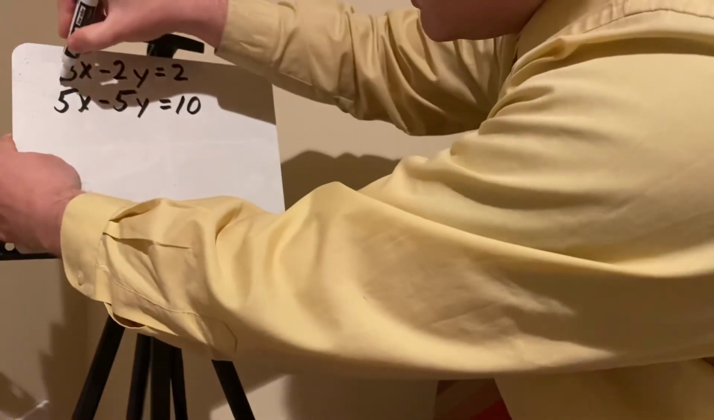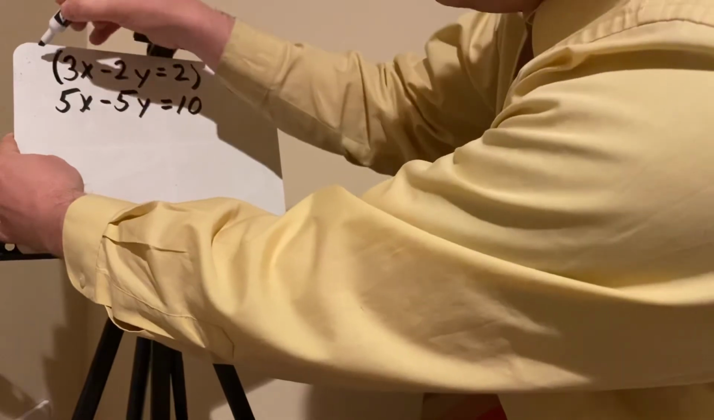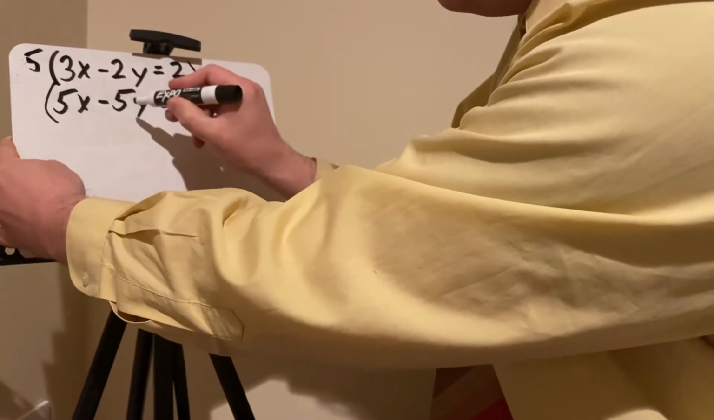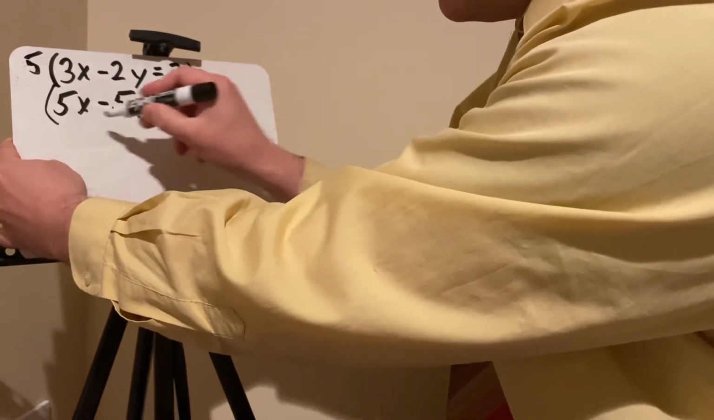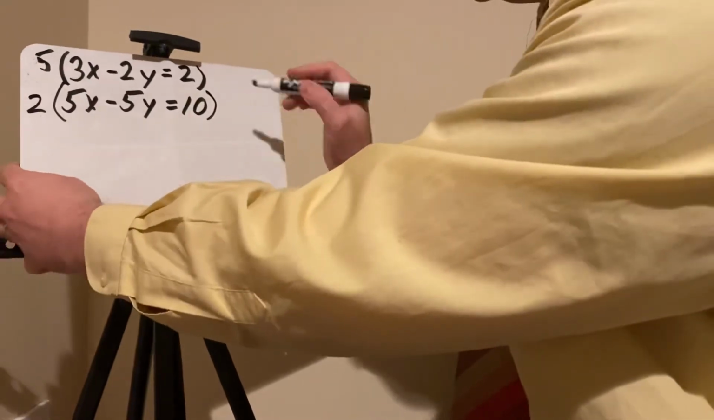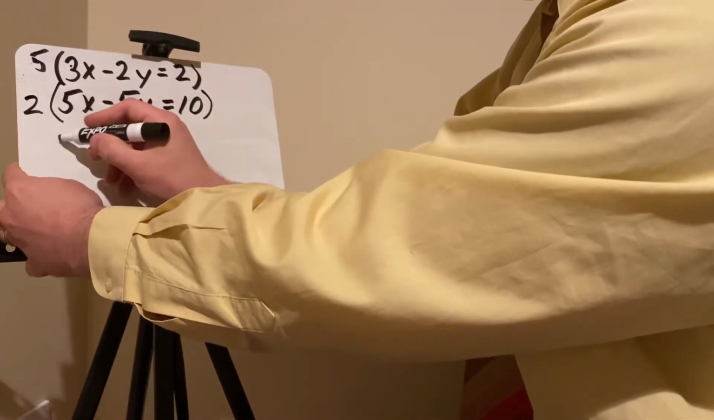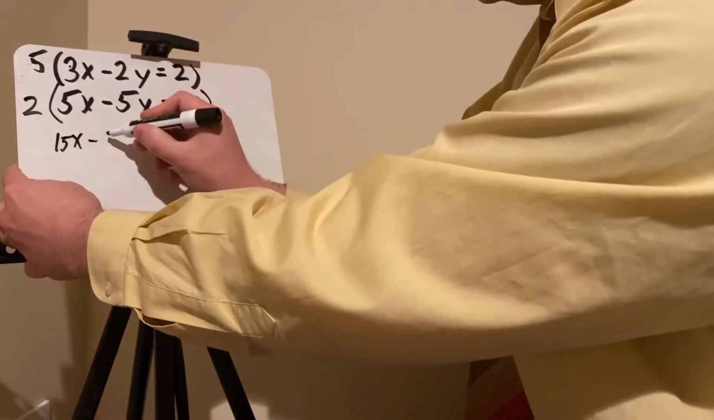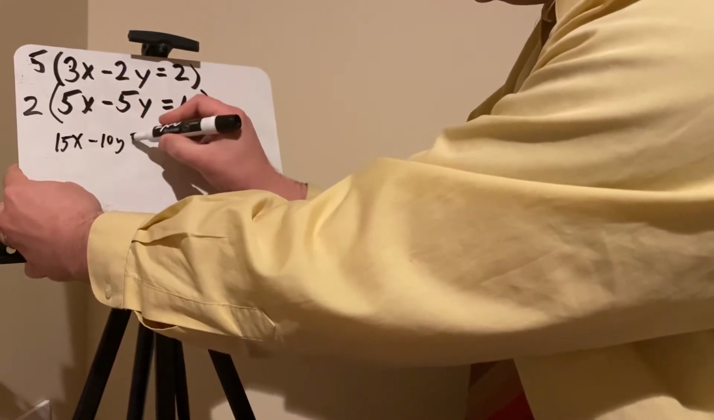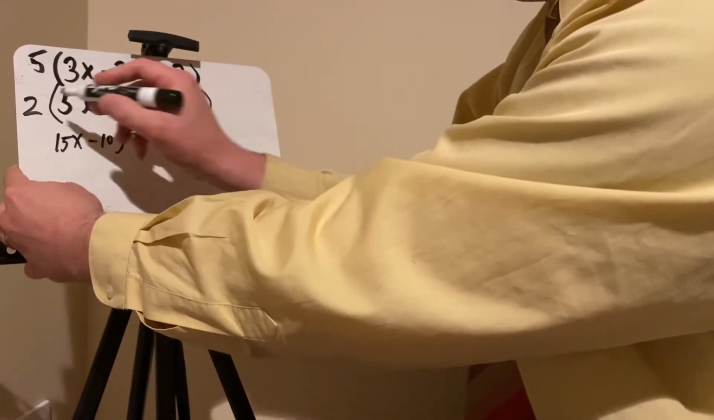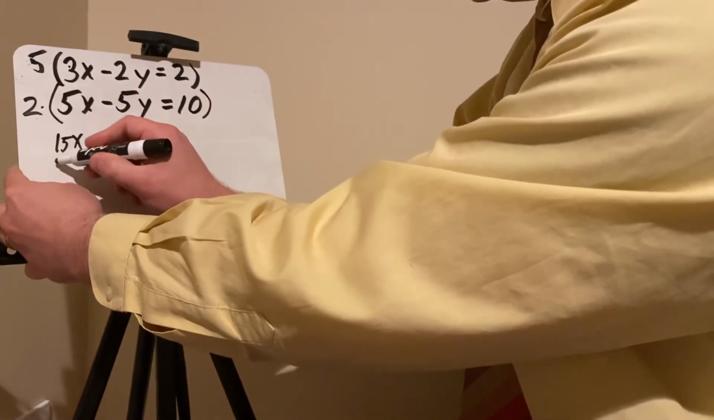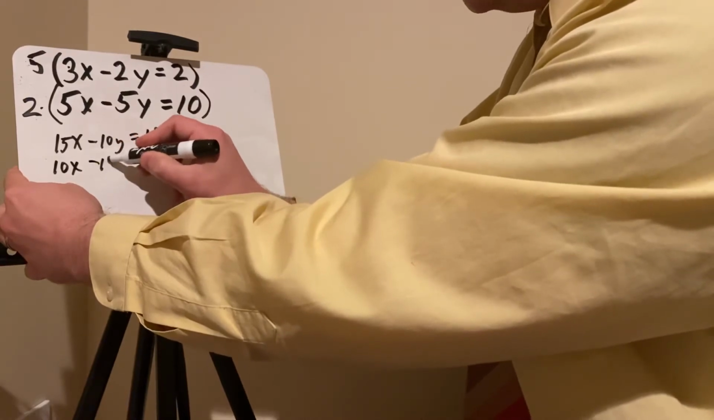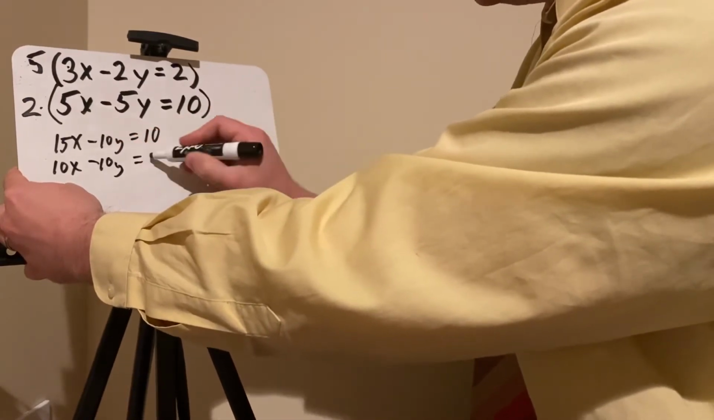So to get 2y to equal 10y, I multiply the entire equation by 5. And to get 5y to equal 10y, I multiply the entire equation by 2. So this top equation, 5 times 3x is 15x, minus 5 times 2y is 10y, equals 5 times 2 is 10. The second equation, 2 times 5x is 10x, 2 times 5y is 10y, equals 2 times 10 is 20.